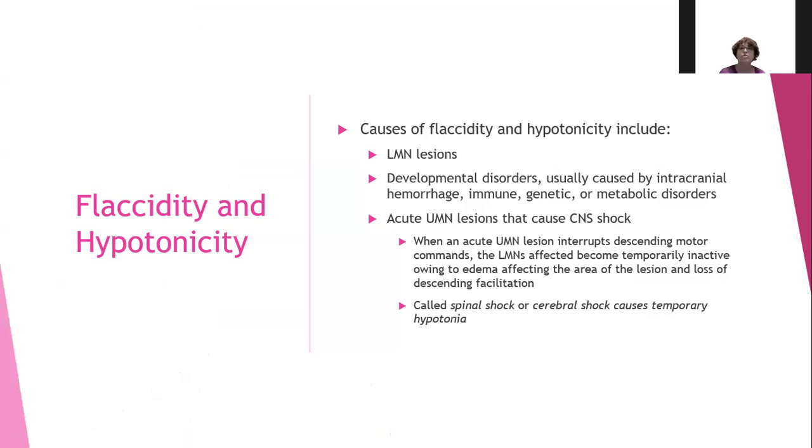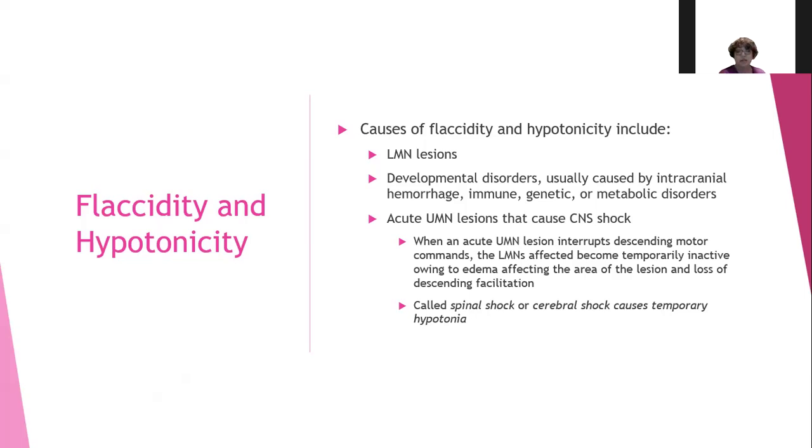When you're in the central nervous system shock stage of upper motor neuron lesions, like with a spinal cord injury or a cerebral injury, it's called spinal shock or cerebral shock, which causes temporary hypotonia. When an acute upper motor neuron lesion interrupts descending motor commands, the lower motor neurons are affected and become temporarily inactive, usually due to edema or inflammation of the affected area and loss of descending facilitation. Once they get out of that spinal shock or cerebral shock period, then it goes over to hypertonicity, goes over to spasticity.